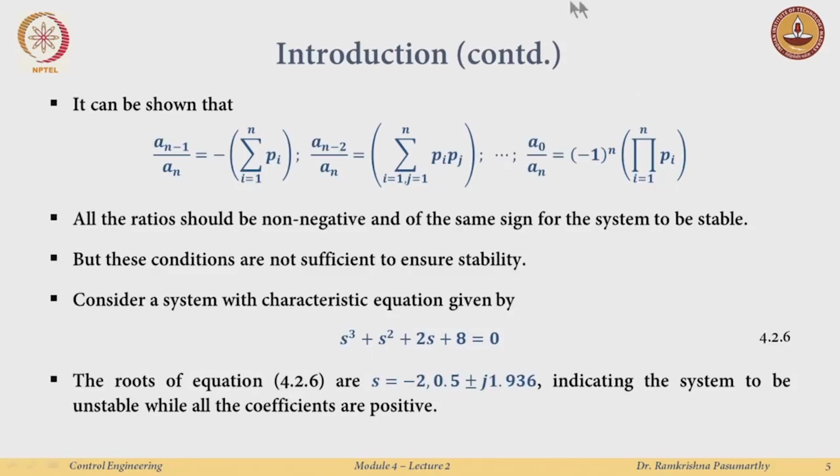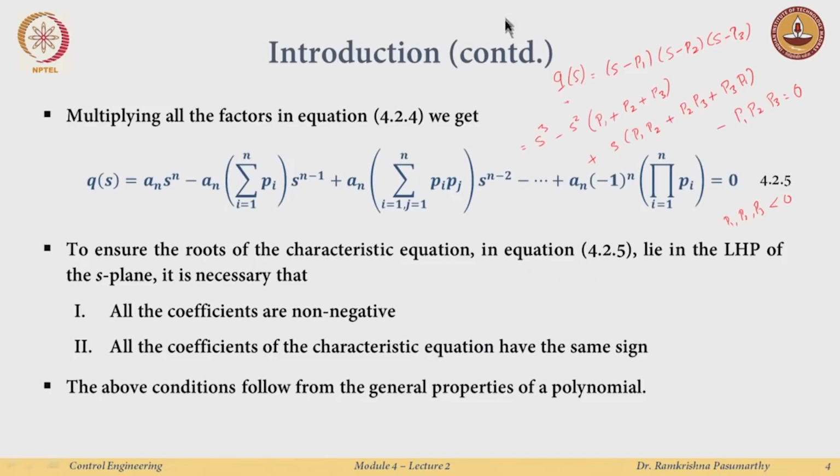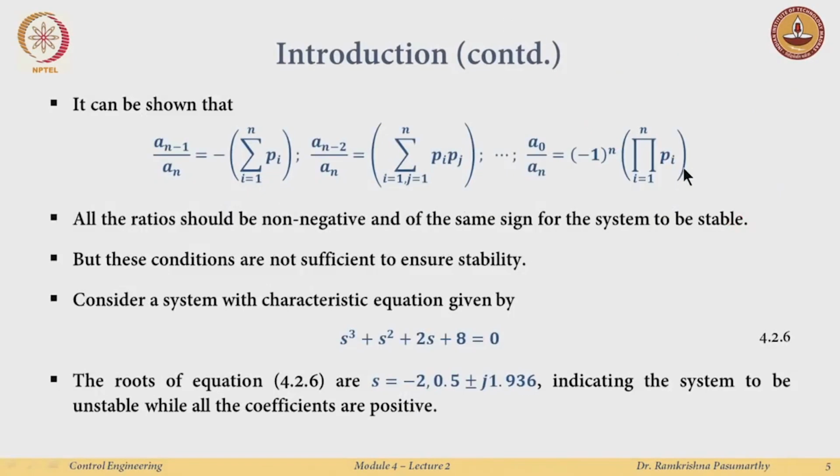Some straightforward computation here would show that the sum of poles from P1 to Pn could be expressed as a ratio of An minus 1 and An, and similarly the products and all. Based on these observations, we could also say that all the ratios should be non-negative and of the same sign for the system to be stable. I am just rewriting those conditions in terms of polynomials, dividing throughout by An, and since we assume An to be 1 for simplicity, this is very straightforward to find out.